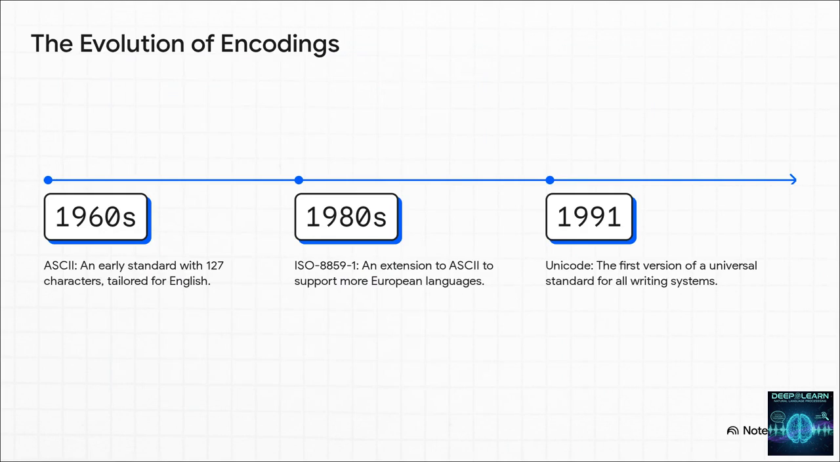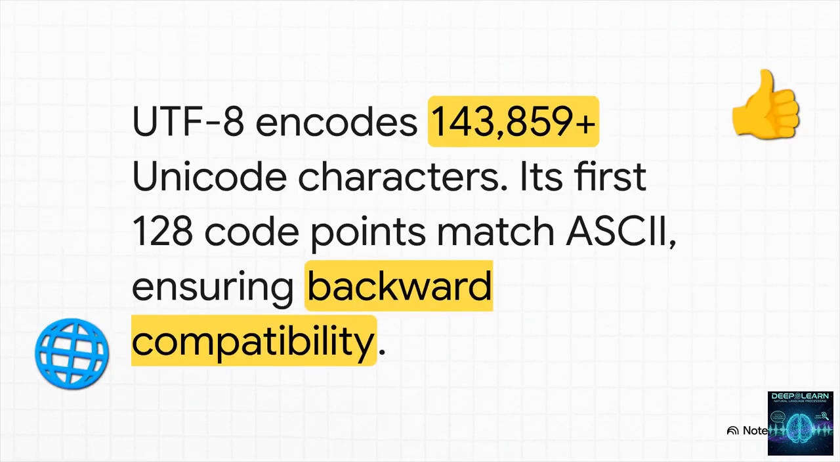Now, this dictionary has definitely evolved. Way back in the 60s, we had ASCII. It was great for English, but it only had 127 characters. As computers started going global, we got extensions like ISO 8859-1 to handle more European languages. But with the internet connecting everyone, it was obvious we needed one single universal standard. And that brought us to Unicode in 1991, which had this huge, ambitious goal: encode every character from every language in the entire world. Today, UTF-8 is the undisputed champ.